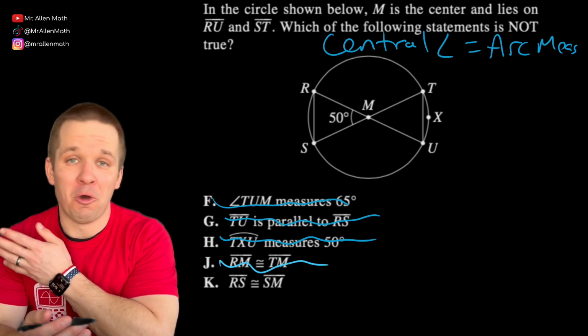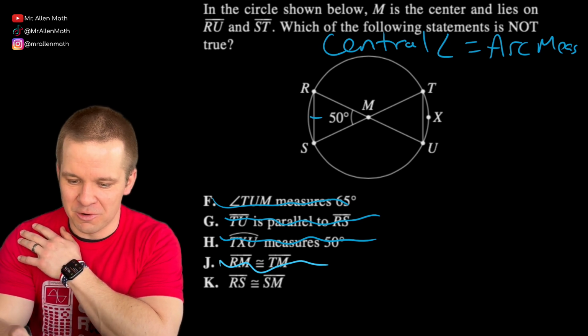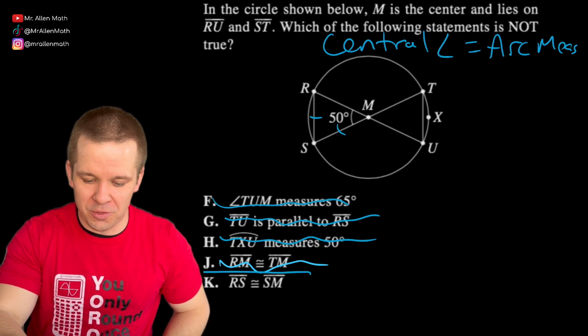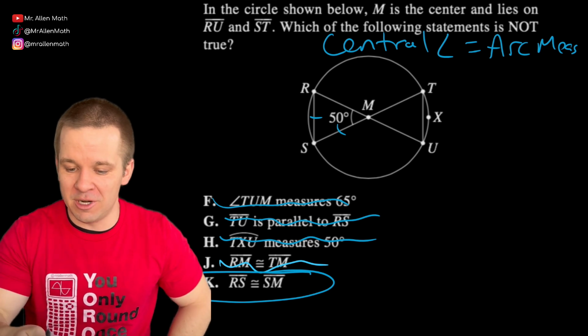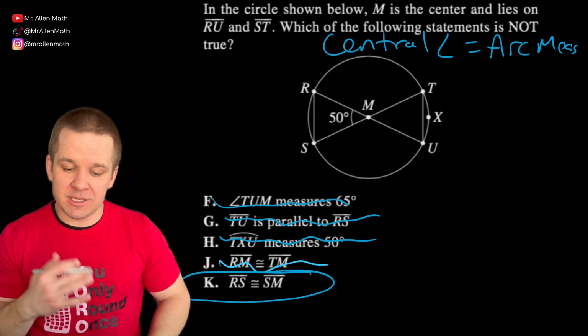Then my last one, hopefully this one is not true. RS is congruent to SM, which is this one. There is no information that tells us that, so this one is not necessarily true. We aren't guaranteed that that's going to be true. So it is answer K here.